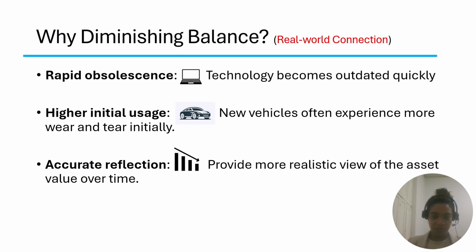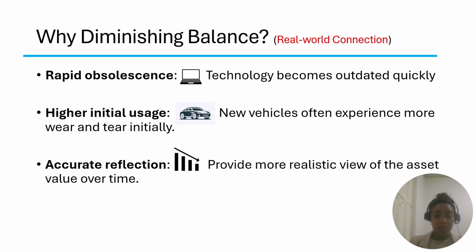Why the diminishing balance? As we've mentioned, it gives us a reflection of the real value of the asset in the market. Right? It accounts for rapid obsolescence or outdatedness. For example, technology becomes outdated quickly. So I've added more information for you to go through in your own time when you click on the hyperlink.